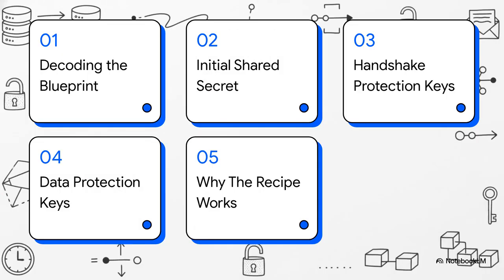Okay, so here's our game plan. We'll start with the handshake problem, then we'll decode the key blueprint. After that, we'll look at the initial shared secret, the keys that protect the handshake, and then the keys that protect your actual data. And finally, we'll wrap up with why this whole recipe is just so effective.